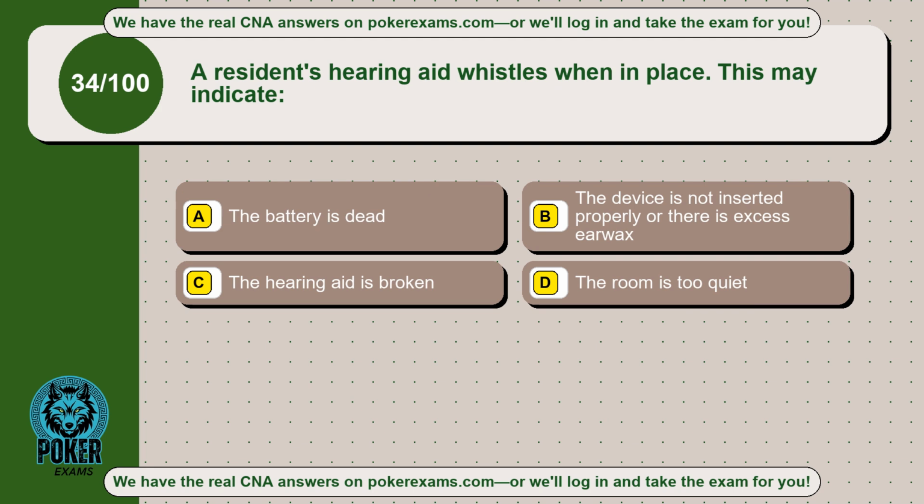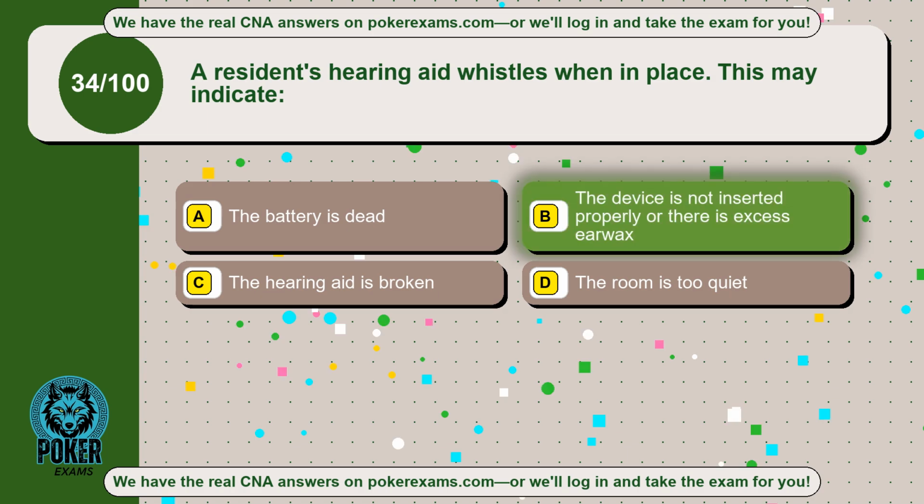Question 34. A resident's hearing aid whistles when in place. This may indicate: Option A. The battery is dead. Option B. The device is not inserted properly or there is excess earwax. Option C. The hearing aid is broken. Option D. The room is too quiet.